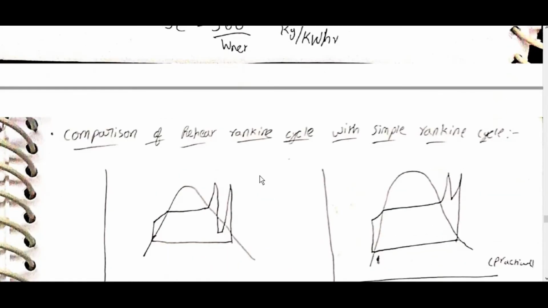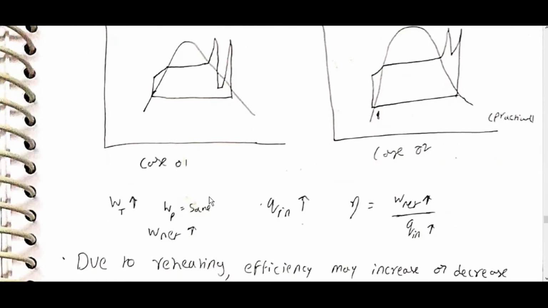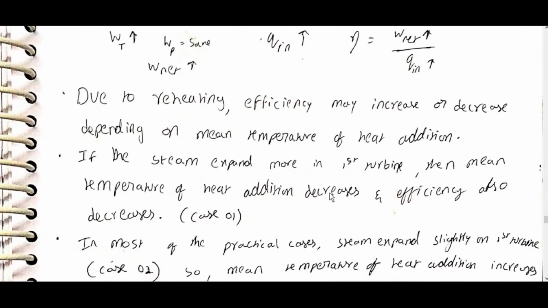Comparison of reheat Rankine cycle with simple Rankine cycle. W turbine increases, W pump is the same, Q in increases. Efficiency is equal to W net by Q in, both increase. Due to reheating, efficiency may increase or decrease depending on the mean temperature of heat addition.